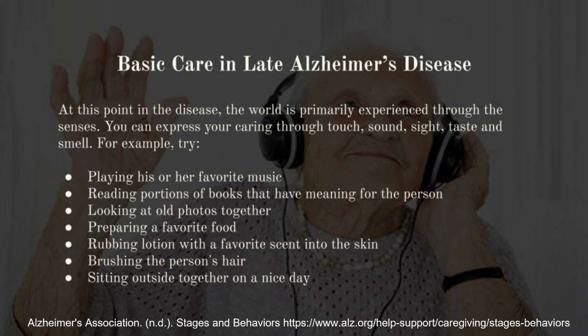For example, try reading his or her favorite book. Try playing his or her favorite music, or reading portions of books that have meaning for the person. Look at old photos together. Prepare a favorite food. Rub lotion with a favorite scent into the skin. Brush the person's hair. Sit outside together on a nice day. You can do your loved one's hair or give them a manicure and a pedicure. They're all different things that you can do to connect with your loved one.